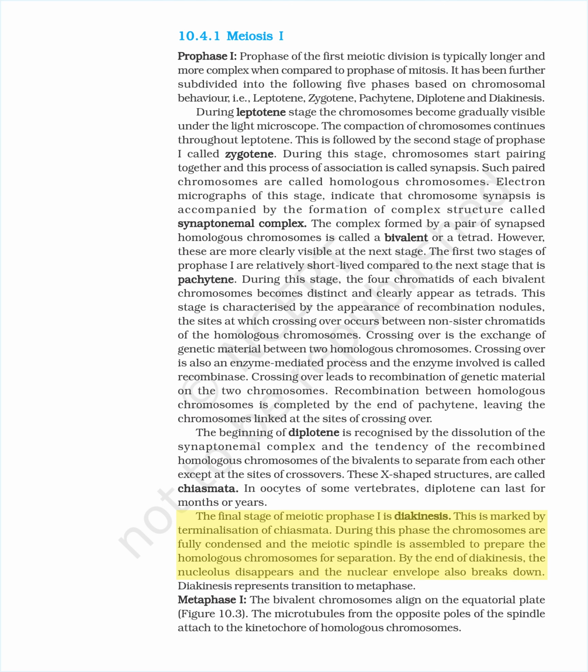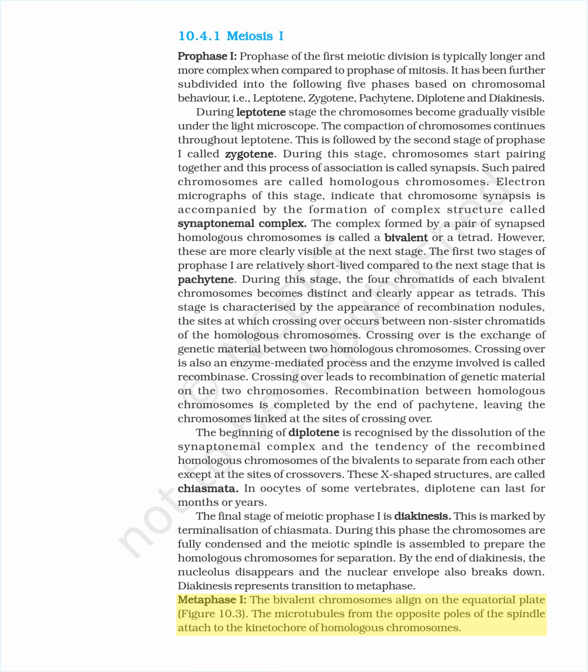The final stage of meiotic prophase I is diakinesis. This is marked by terminalization of chiasmata. During this phase the chromosomes are fully condensed and the meiotic spindle is assembled to prepare the homologous chromosomes for separation. By the end of diakinesis, the nucleolus disappears and the nuclear envelope also breaks down. Diakinesis represents transition to metaphase.